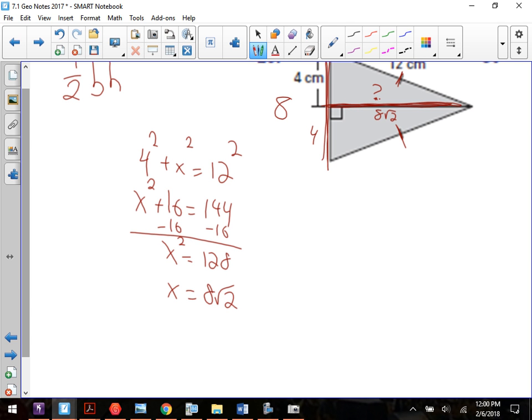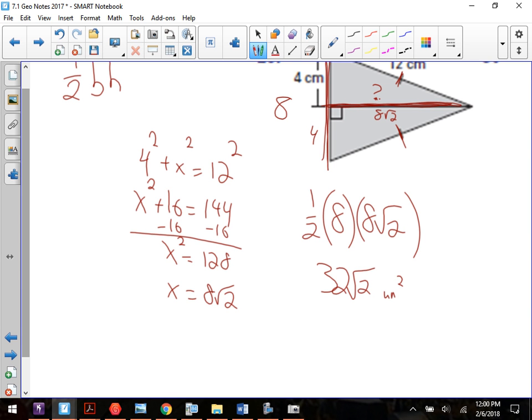So that gives us our height then. So we have 1/2. Base is the whole thing. Height is 8 root 2. When you put all that together in that calculator, it gives you an exact answer. And it should be 32 root 2, I believe, something squared. And that would be your answer.